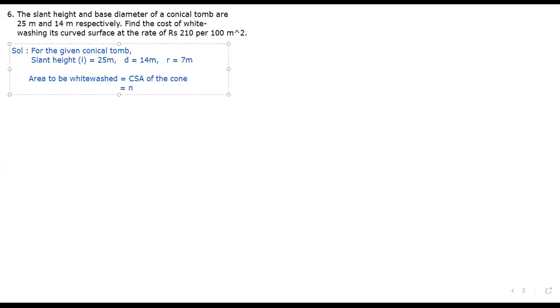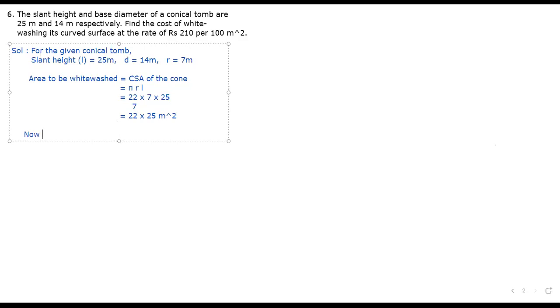Is equal to pi r L, is equal to 22 upon 7 into 7 into 25. 7 and 7 get cancelled. Again, 22 into 25, I'll keep it as it is because my rate factor has got 100. The 100 and 25 are cancelable. Yes or no? So keep it. Don't find out this area.